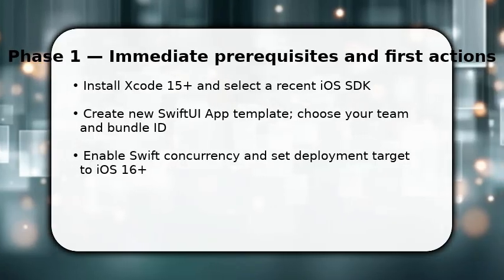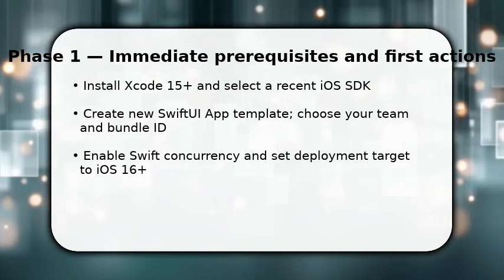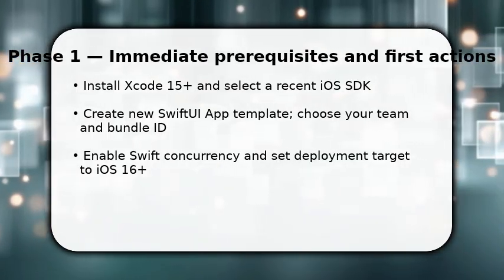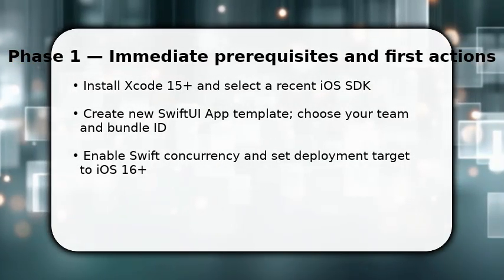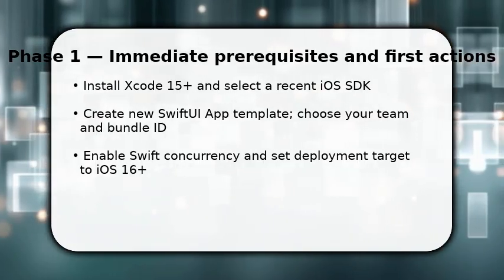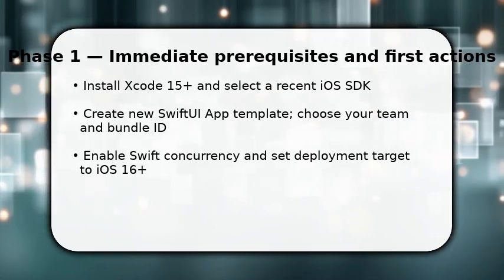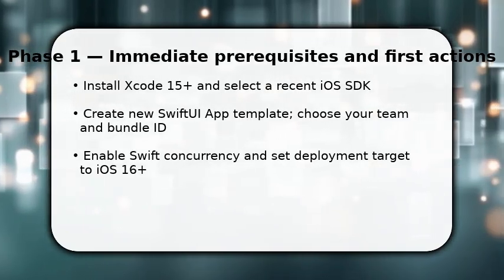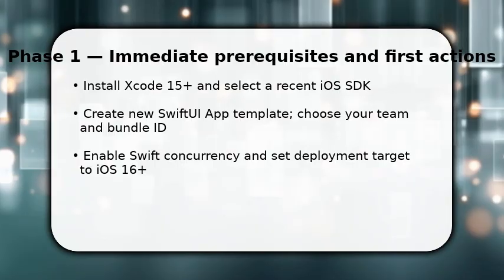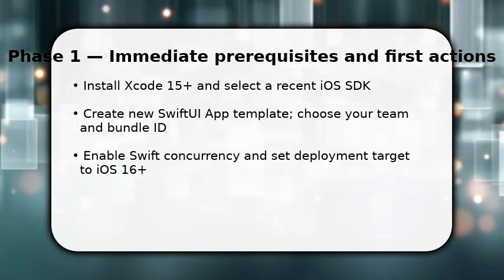You start by confirming Xcode and a current SDK are installed. Once done, create a new SwiftUI app project. Name it, set the bundle ID, and pick your team so code signing is ready. Make sure to choose an iOS deployment target that supports Swift concurrency. iOS 16 is a good baseline.